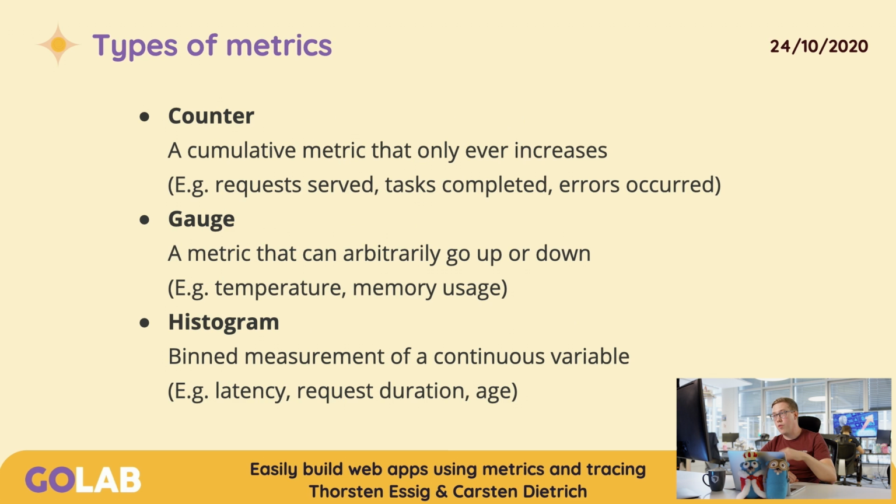Since we have a variety of stuff that we want to track in different styles, there are also different types of metrics. So the most simple one is the counter, which is just a value that is increased, for example, the started checkouts. Then we have the gauge, which can go up and down, like memory usage. And then for stuff like latency, we have the histogram, which puts these latency values into buckets.